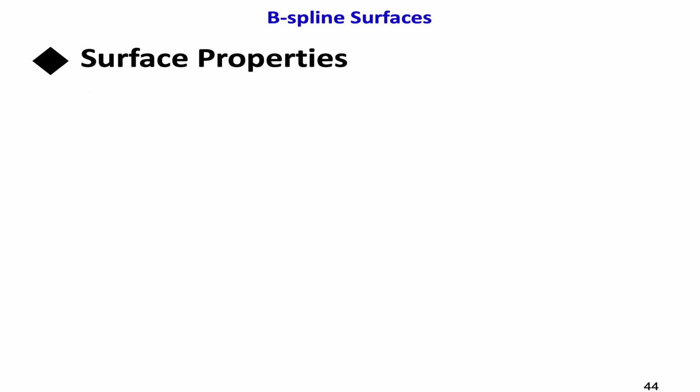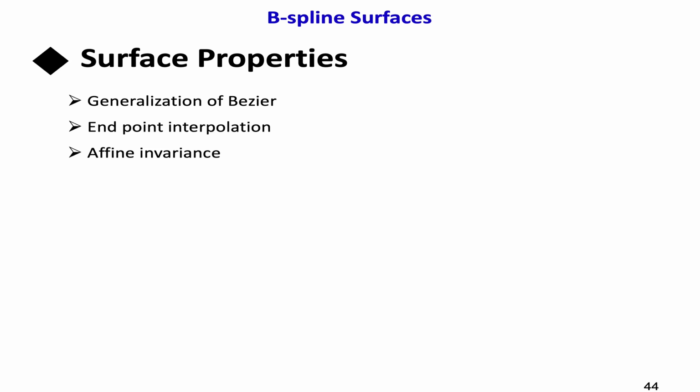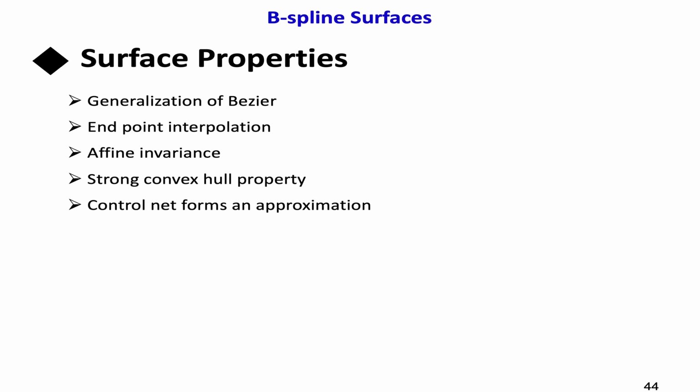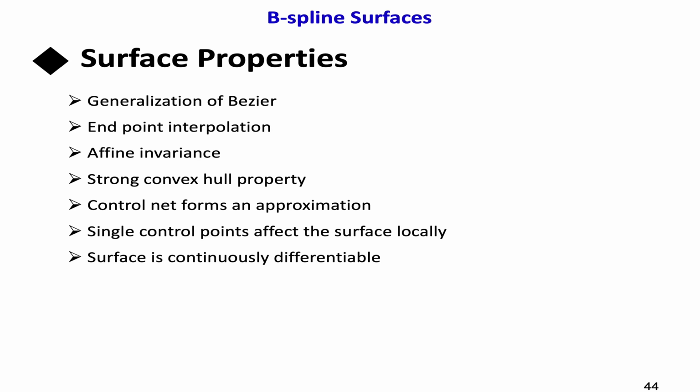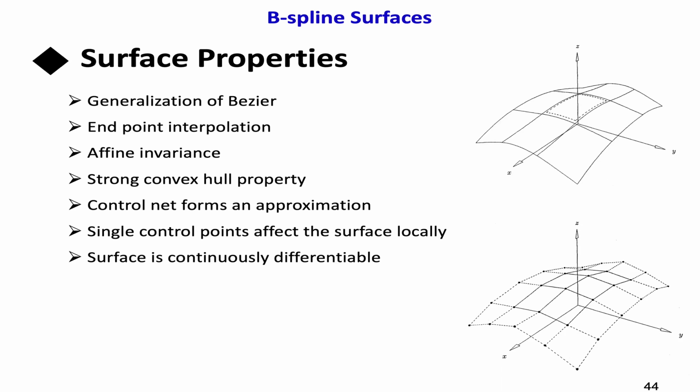Then we come to the surface properties. We will discuss here some properties like generalization of Bezier, endpoint interpolation, affine invariance, the strong convex hull property, the control net forms an approximation, a single control point affects the surface locally, and the last is that the surface is continuously differentiable. These are some example pictures of a B-spline surface.